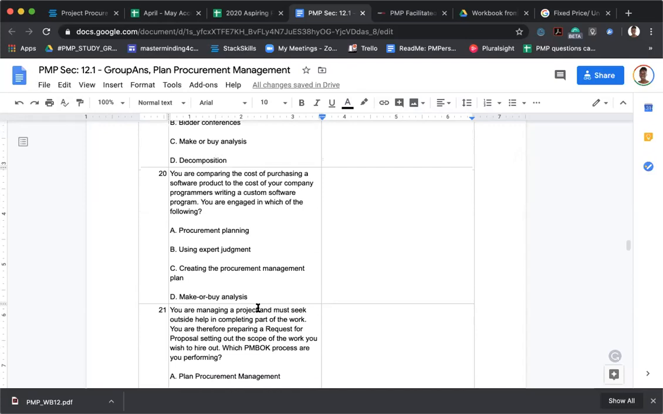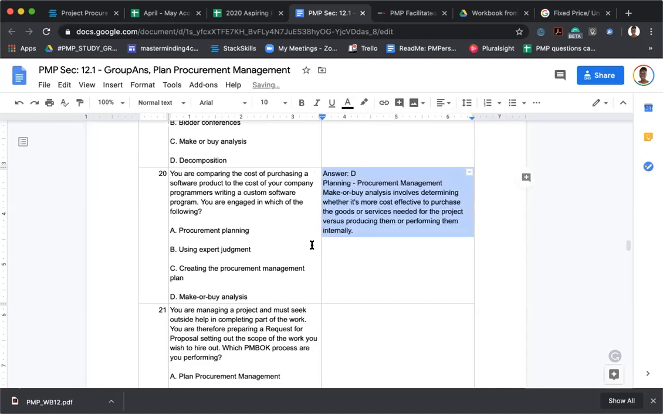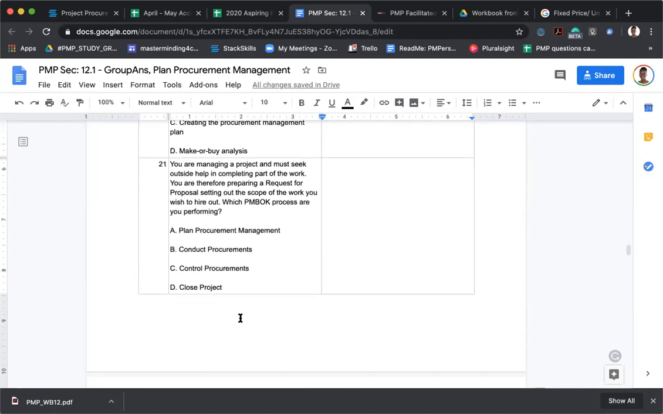All right, you're comparing the cost of purchasing a software product to the cost of your company programs writing a customer software program, make or buy. You're engaging which of the following? A, procurement planning. B, using expert judgment. C, creating a procurement management plan. D, make or buy analysis. I'm gonna say D. Either make it or buy it. At least we'll know make or buy by the end of this session.